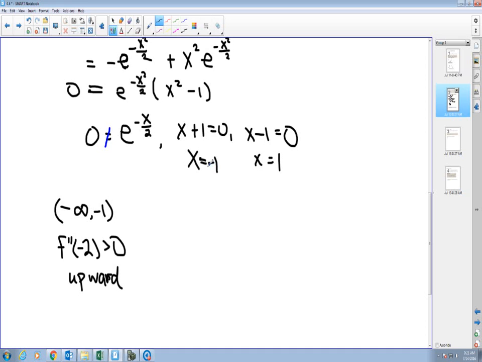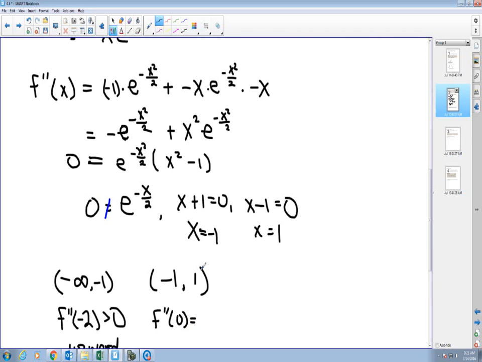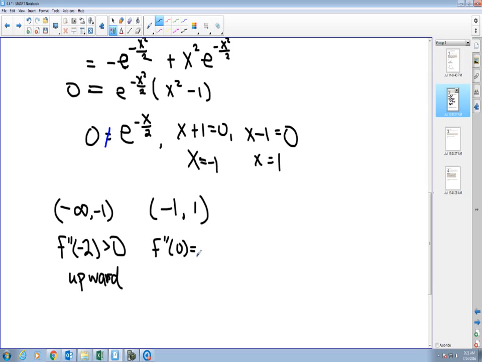Testing between the interval of negative 1 to 1, I'm going to use 0 for my testing point. If I plug in 0 here for x squared, or I can use it for this one here, plug in 0 there, I believe my y value will be less than 0. So that tells me that it will be concave downward.